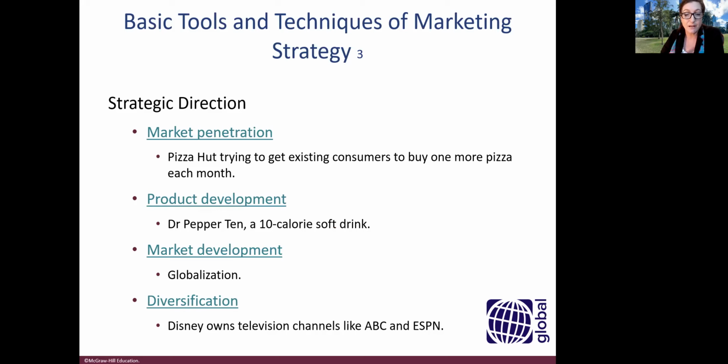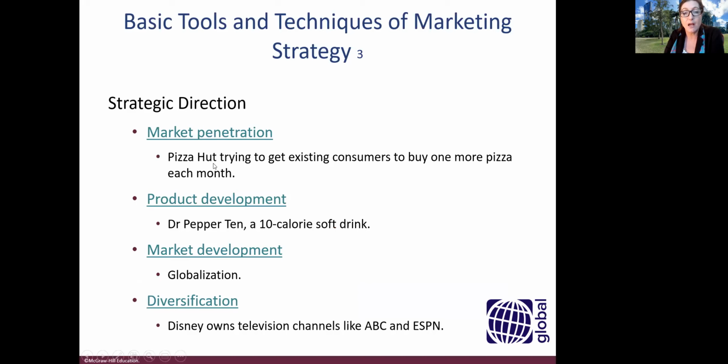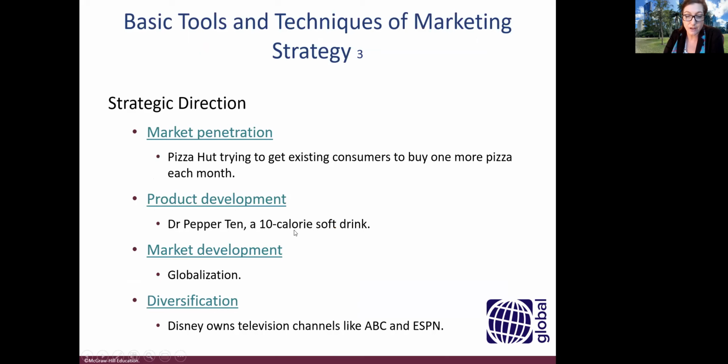Okay, so let's look at some examples here. An example of a market penetration strategy, which is when we have existing products in existing markets, is Pizza Hut trying to get their existing consumers to buy one more pizza each month. This is a market penetration strategy. But when Dr. Pepper develops a 10-calorie soft drink, they're developing a new product, but they are still targeting their existing markets, their current customers.